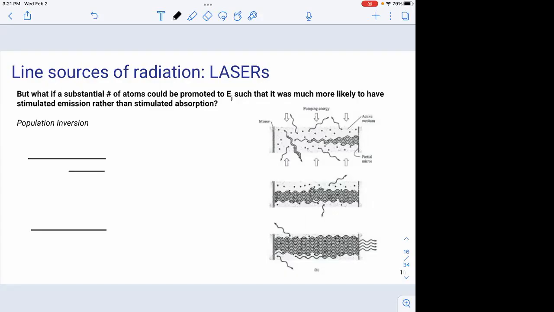So, let's think about this. In order to have a laser, the number of photons produced by stimulated emission must exceed the number lost by absorption.